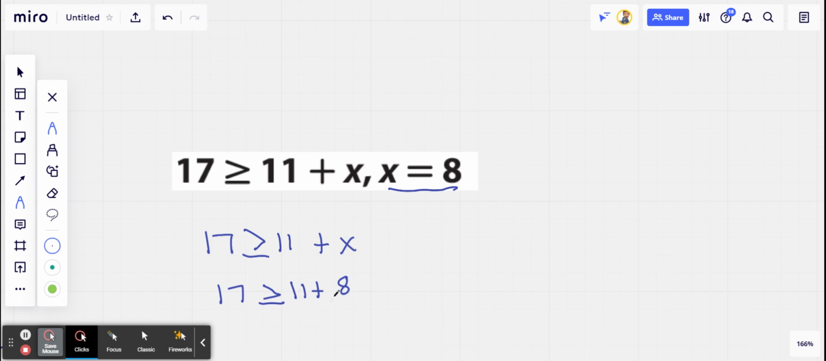All right, and so 11 plus 8 is 19. Is 17 greater than or equal to 19? No, that is not true. So the value that they give for this inequality does not make it true. So your answer would be no. It is not true.